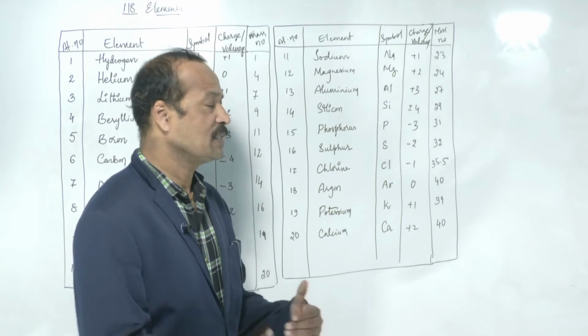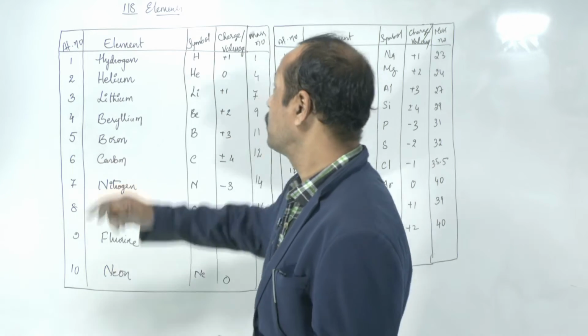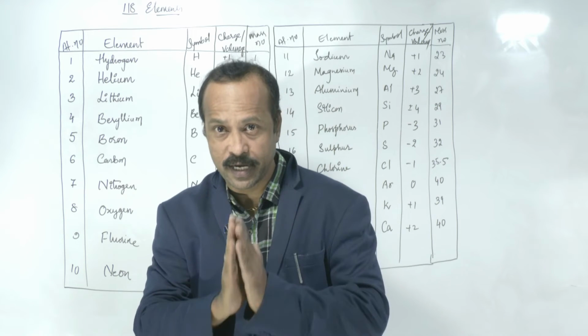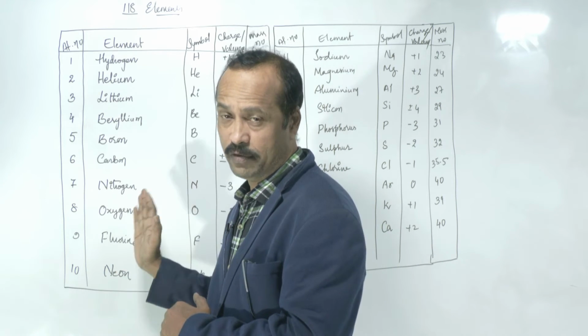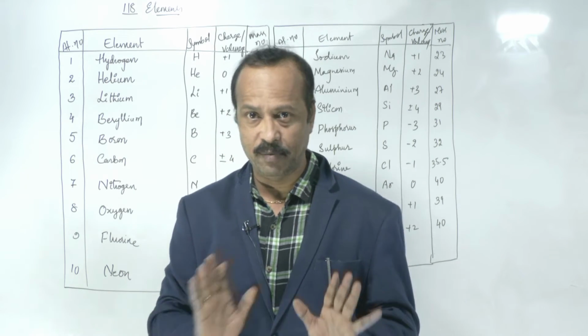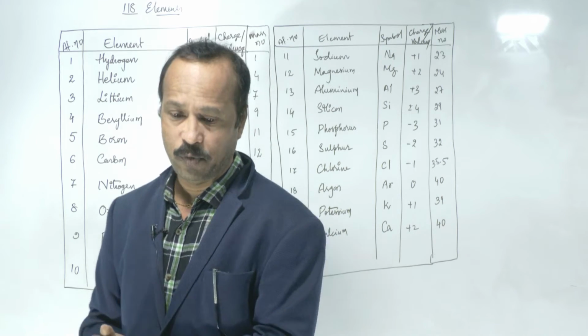Right? So you have to pronounce in this way. So total 20 elements, students. Here 20 only. Actually total number of elements are 118. Remember that. But here I am giving only 20 elements. So these are the 20 elements, but actually total 118 elements. Then we'll go one by one.